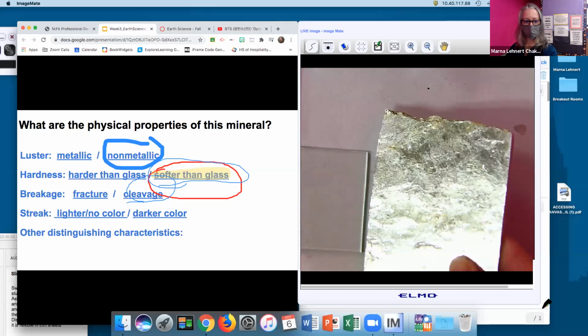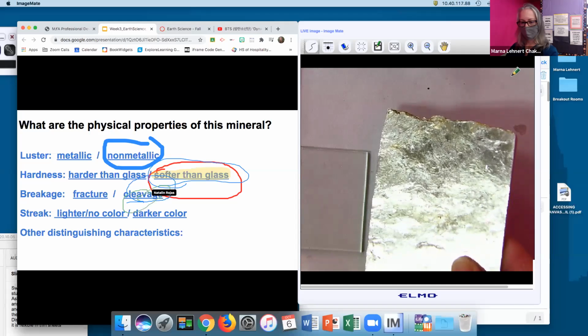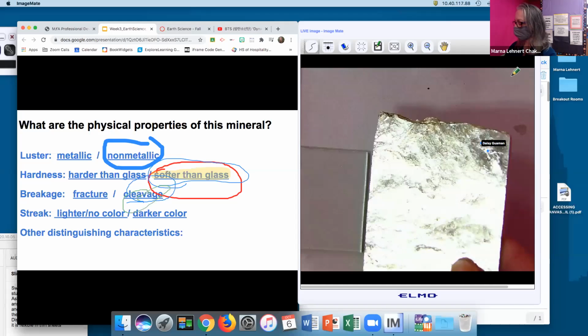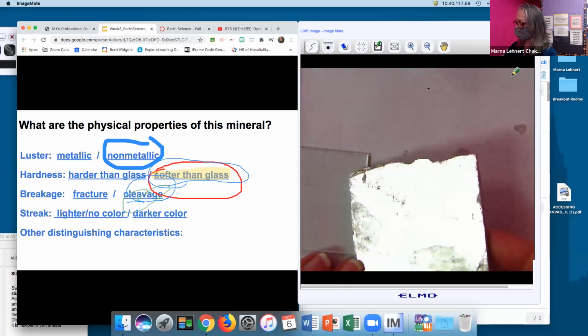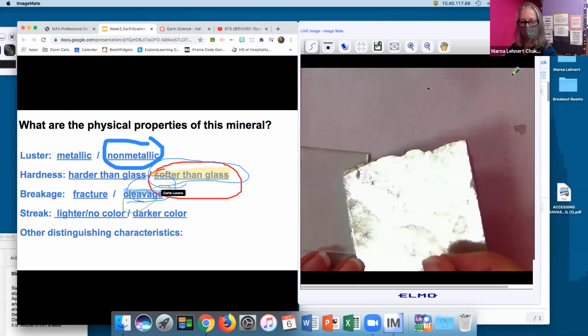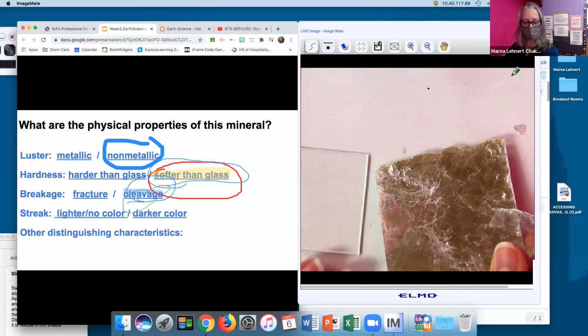I see somebody circled cleavage. And Marvelous is saying cleavage as well. And you're right. It's got this nice flat surface, right? And it just kind of peels away. It's got these flexible sheets, right? So it's definitely flat surfaces, cleavage, okay?